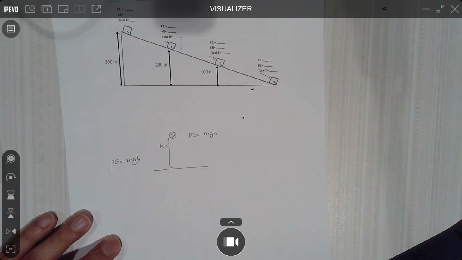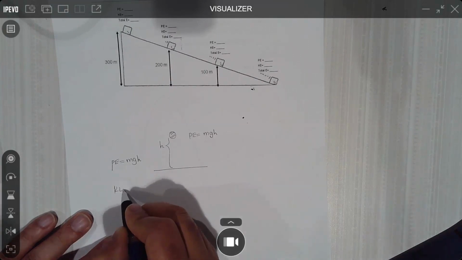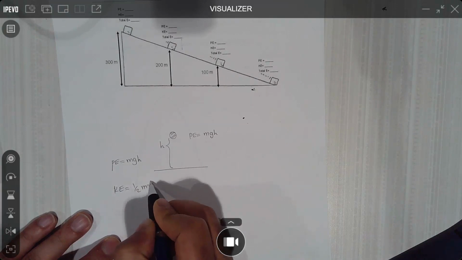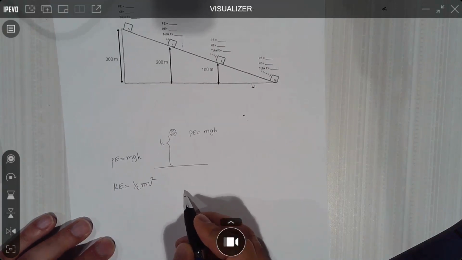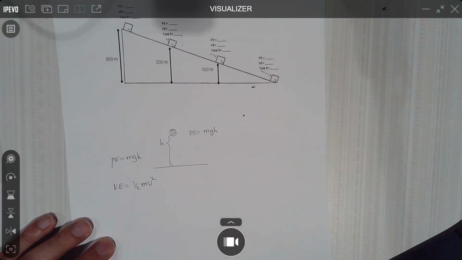So when the object is above the ground, it has potential energy, and this energy is stored in the object. So we call it mgh. Kinetic energy is 1/2 m v squared. If the object has a velocity, it means it's carrying energy. Any moving particle which has a velocity will have kinetic energy, which is 1/2 m v squared. So we have conservation of energy, conservation of mechanical energy.